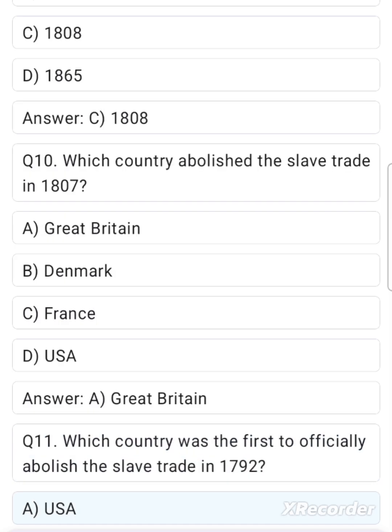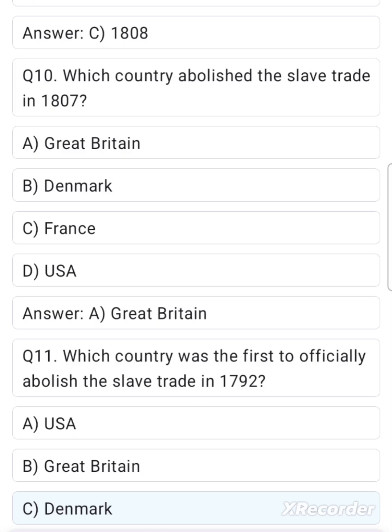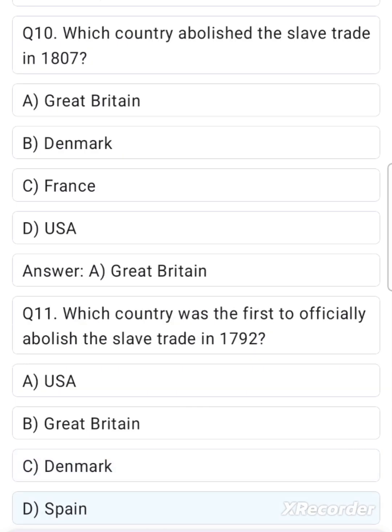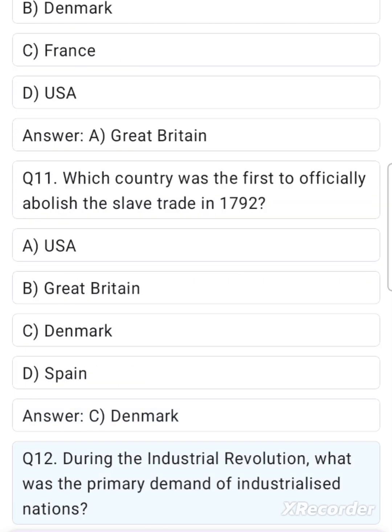Q11. Which country was the first to officially abolish the slave trade in 1792? A. USA. B. Great Britain. C. Denmark. D. Spain. Answer. C. Denmark.